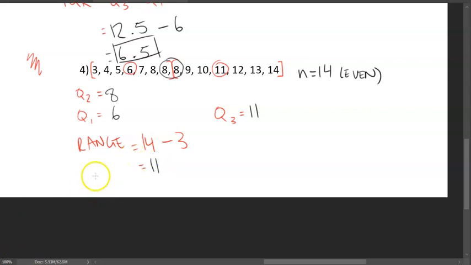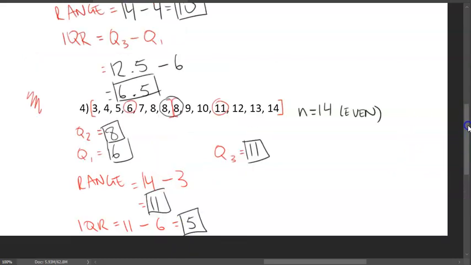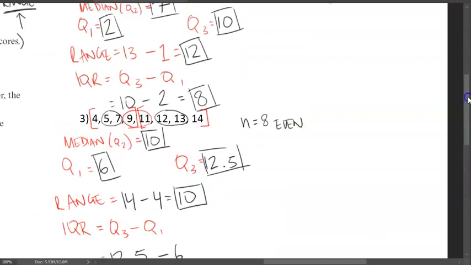And the interquartile range, the IQR, is this 11 take away 6. So the difference between 11 and 6, and this ends up being 5. And there you go, guys. There it is. Finding your Q1, your Q3, your range, and your interquartile range. And Q2, which is a median as well. And that concludes this video.